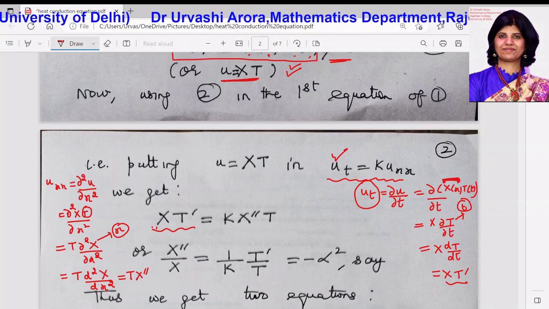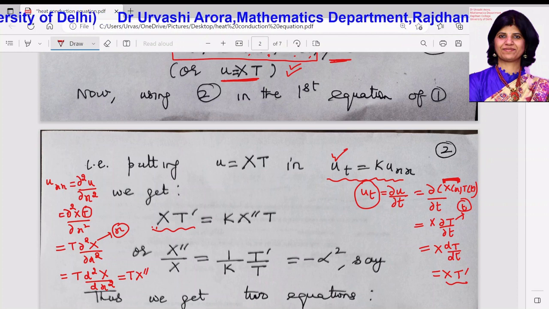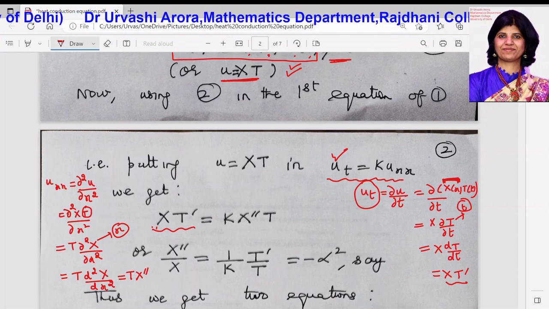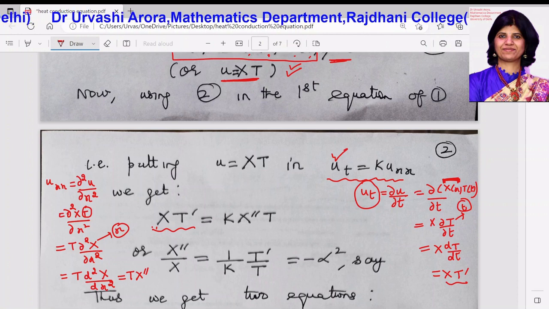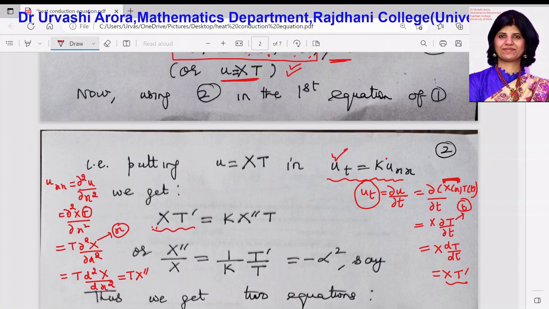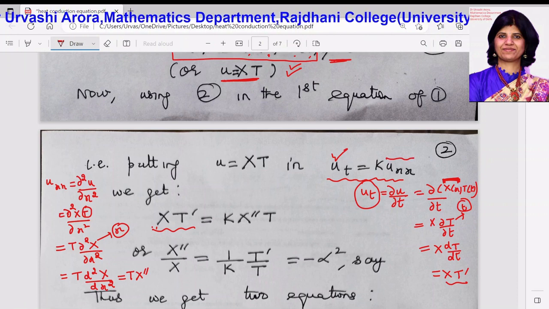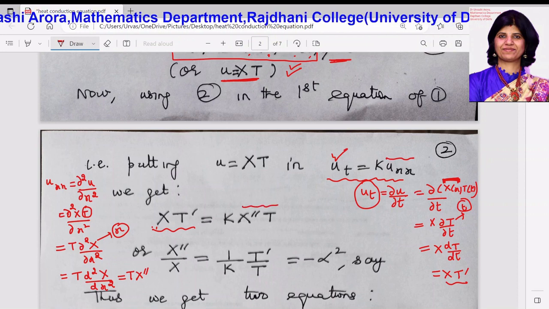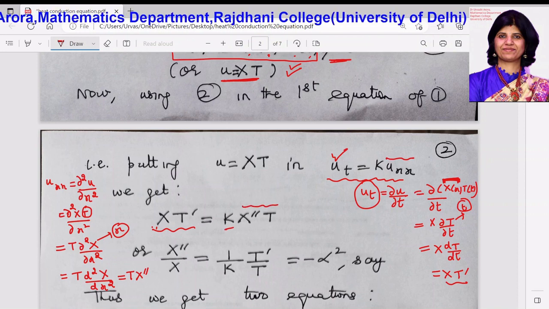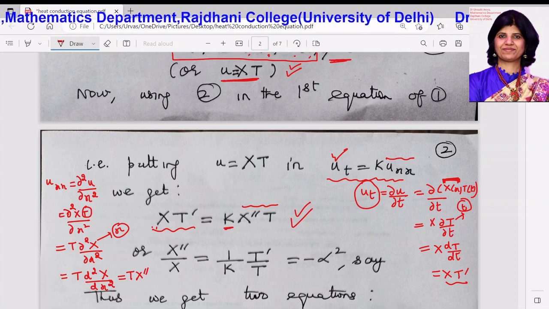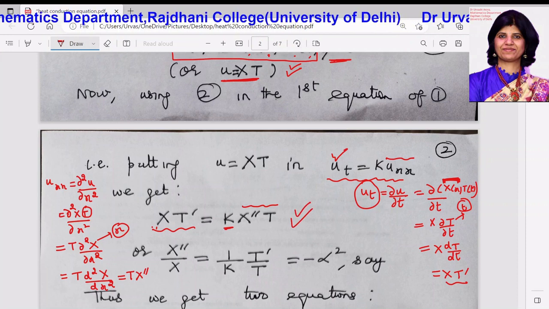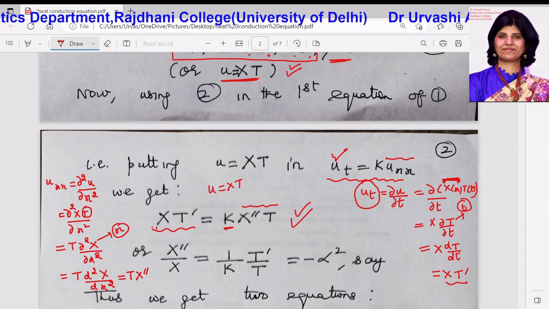The total derivative of capital X with respect to small x differentiated 2 times can be written as T X double dash. So, we have replaced the value of u x x over here, this value, by T X double dash or X double dash T. It is one and the same, and this k is as it is. So, this is the final equation that we have after substituting the value of u is equal to X T.